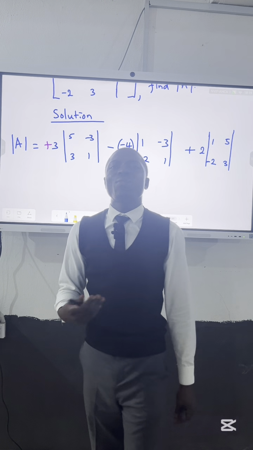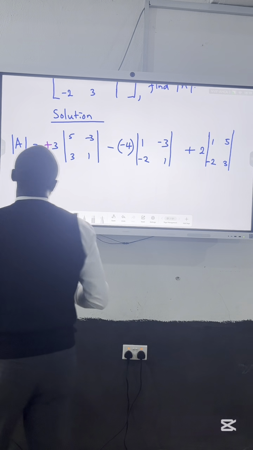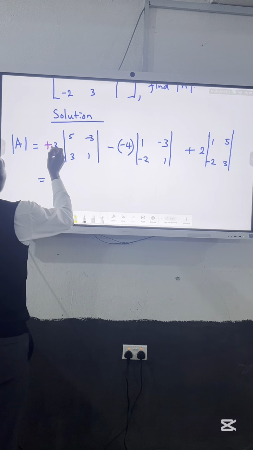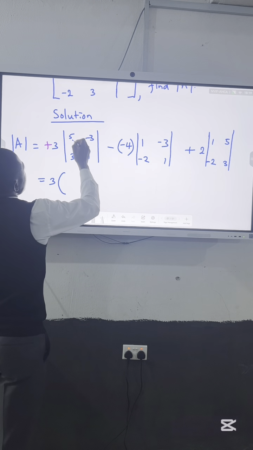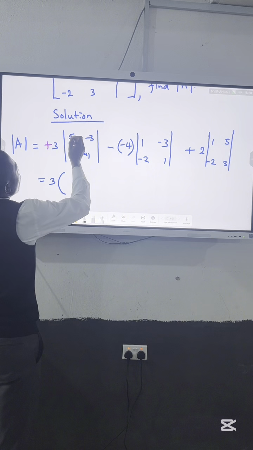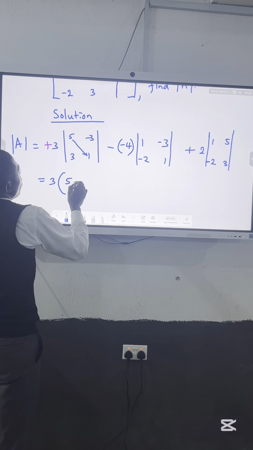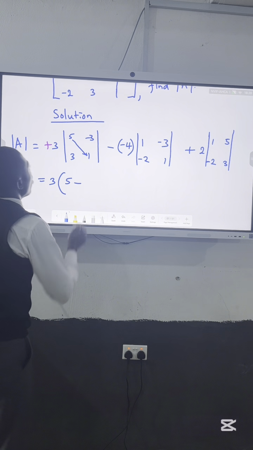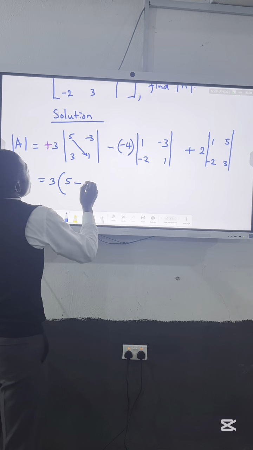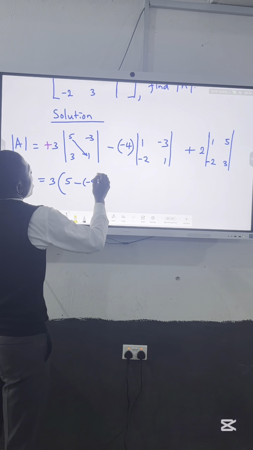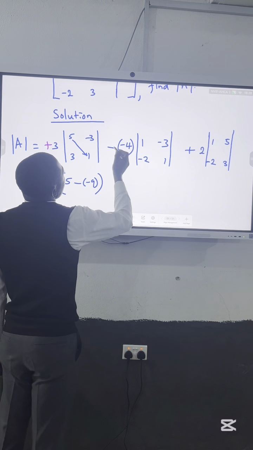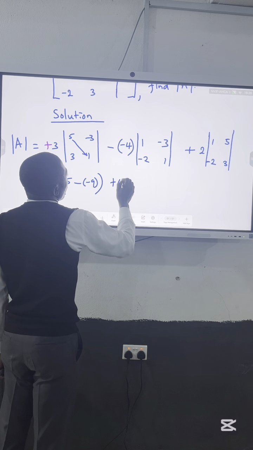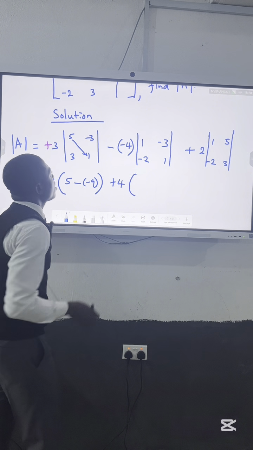So you can now go ahead and find the determinant very easily. How do you do that? Now, this plus 3 is an ordinary 3. Put normal bracket this time. Multiply this way. So 5 times 1, you're going to get 5. Put minus sign. Now, multiply 3 times minus 3, you're going to get minus 9. Fix it like this, then close the bigger bracket. Now here, minus times minus 4 will give you plus 4. Write it like this. Open another bracket.